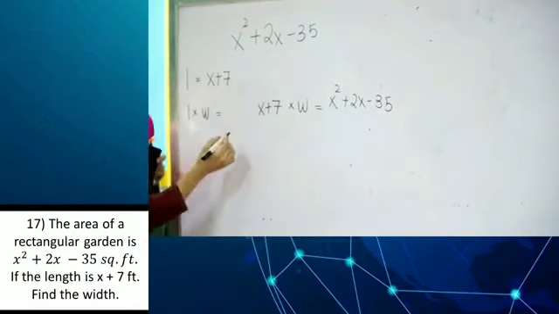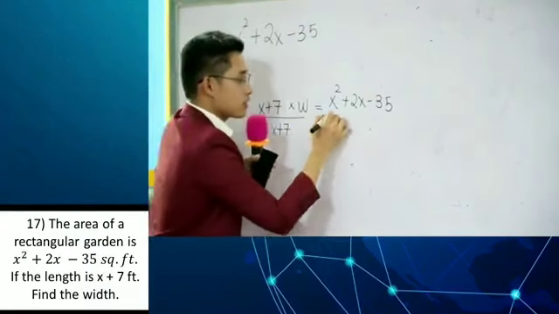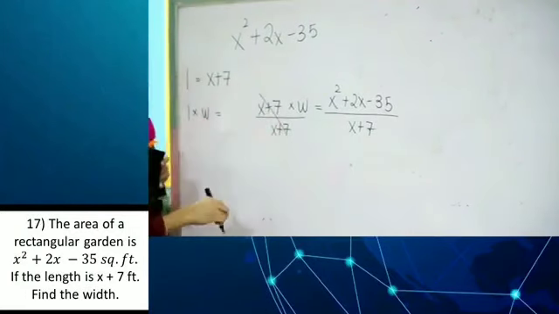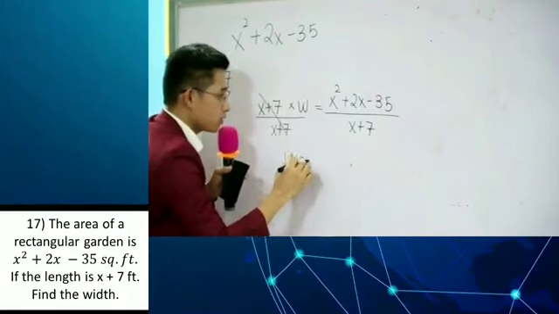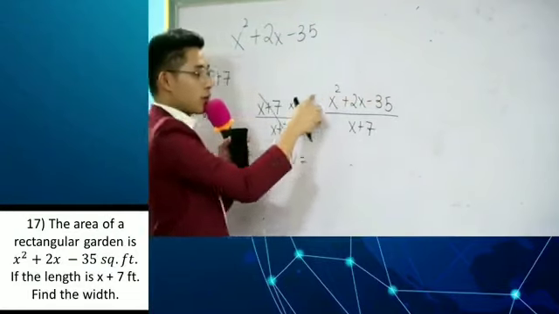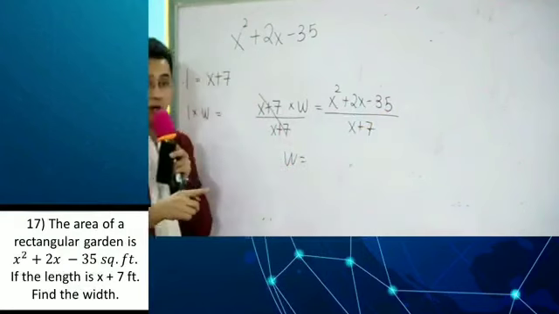And we can divide by x plus 7 both sides, para makancel natin siya. So, we are left with width is equal to x squared plus 2x minus 35 over x plus 7. So, paano po natin isasolve ito? So, you can actually factor this or use the long division.